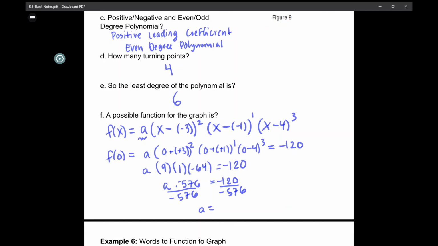120 divided by 2 is 60 over 576 divided by 2, 288, which reduces more. Let's divide again by 2. 30 over 144, which is 15 over 72. I think we can keep going. Divide by 3, which is 5 over 24. So that's not the nicest coefficient, but it's not awful.